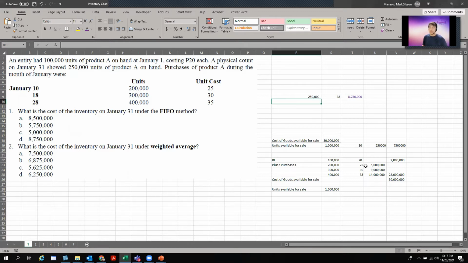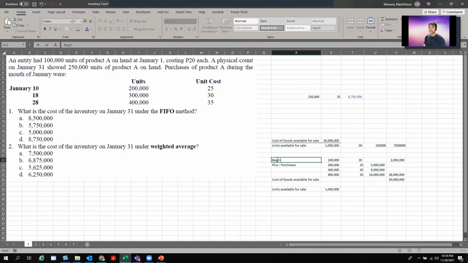In requirement number 2, this is average costing. What is the cost of the inventory on January 31 under weighted average? Under weighted average class, ito lang yung tatandaan nating formula: cost of goods available for sale divided by units available for sale. Syempre, gawan muna natin ng calculation bago tayo pumunta dyan sa formula natin. What's the beginning inventory? Beginning inventory is given, that's 100,000, and provided din naman yung cost niya. That's 100,000 multiplied by 20.